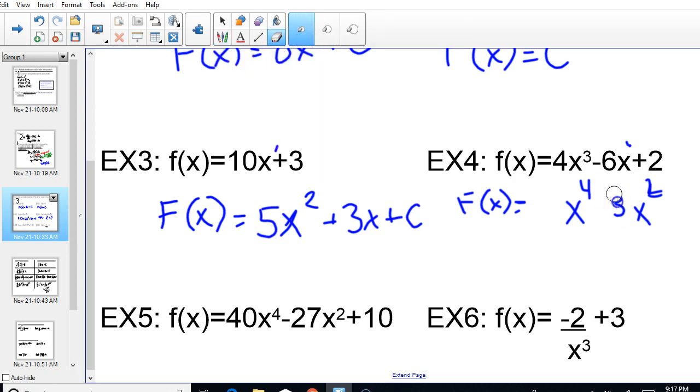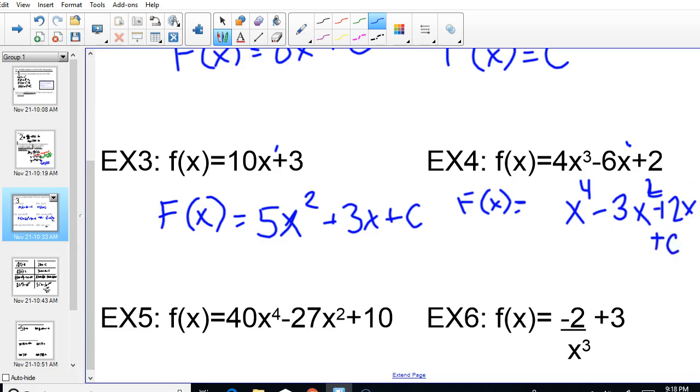Let's fix that. And we'll have a minus sign there. And then we'll have a plus 2x, and we can't forget to put our plus c there that I ran out of the room before. So there is our integral for example 4.